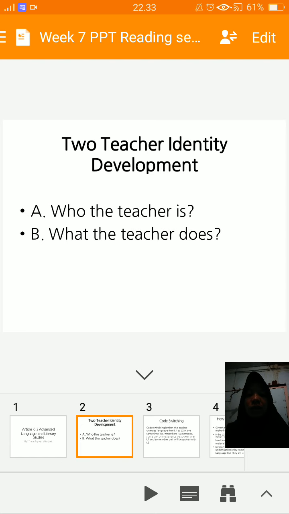What is teacher identity development? There are two things that we need to fully understand to become a foreign language teacher. The first one is who the teacher is. We need to dig more into ourselves. Who is the teacher? What kind of personality do teachers have? How do they talk and so on? And the second thing is what the teacher does. What are the things that teachers usually do, don't do, and so on.